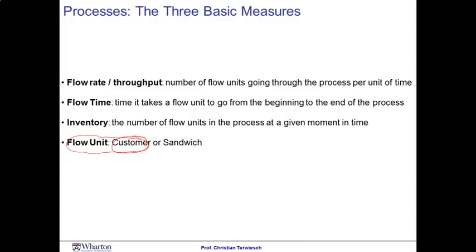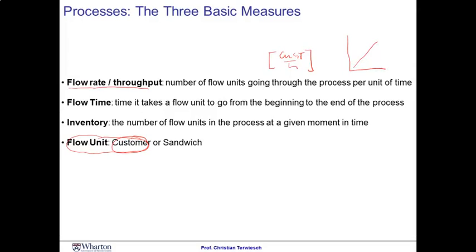We define the flow rate of the process, also known as the throughput, as the number of flow units going through the process per unit of time. This is expressed in customers per unit of time, for example, customers per hour. It simply corresponded to the slope of the two lines that we've just been drawing, a cumulative inflow and a cumulative outflow.